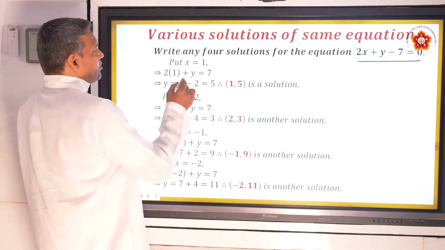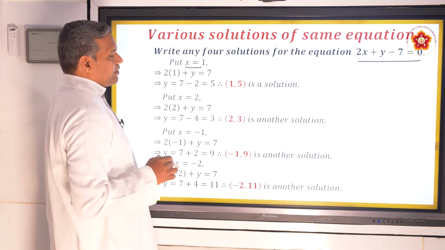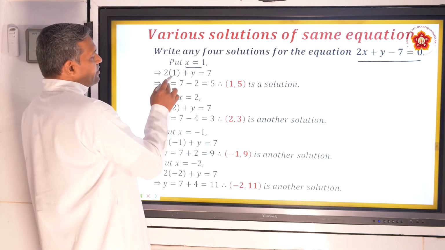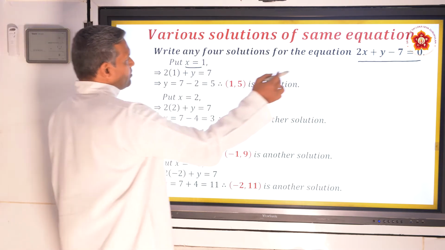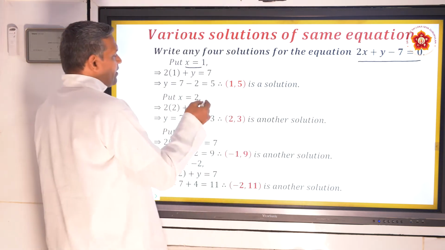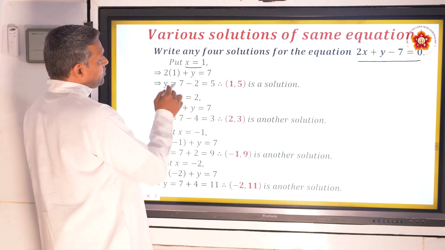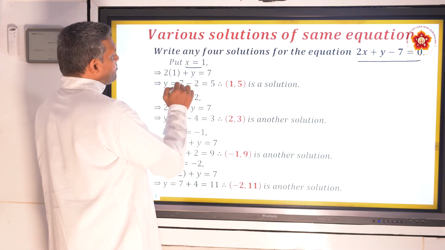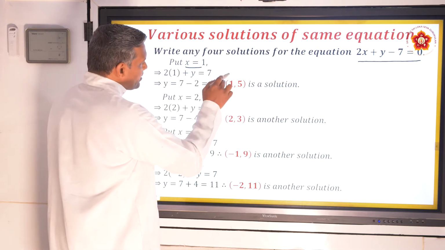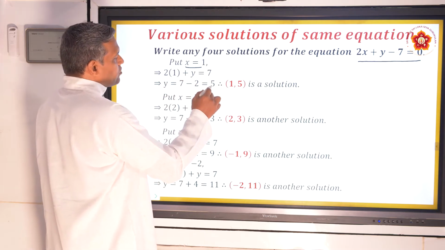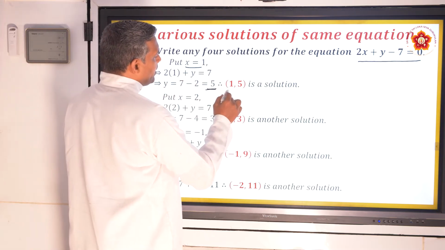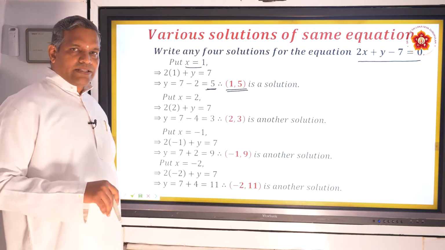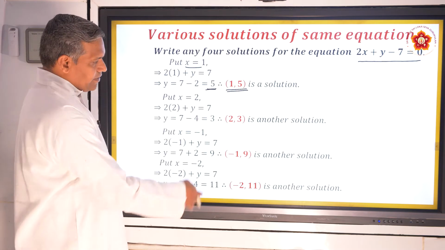See, check here, put x = 1 as my first condition. So I'm just imagining and putting x = 1 in the same equation. 2 ones are 2. Then y value is what? y = 7, you keep as such, and then transpose this 2 to the other side. Then 7 minus 2 is 5. So you got the ordered pair (1, 5) as a solution. But is that the end? No, you have many other different values of x and y which satisfy the same equation.